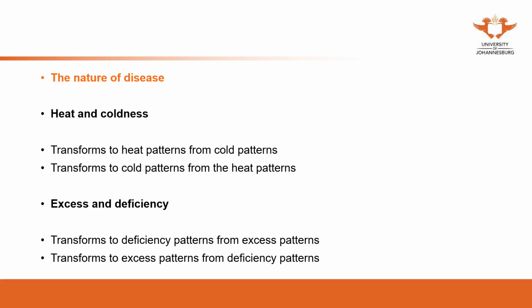The excess and deficiency patterns also can change from deficiency patterns to excess patterns. It also can change from excess patterns to deficiency patterns. For example, in deficiency patterns, the patients have spleen deficiency, so they have a poor appetite, and also the patient will have loose stool or water retention or dampness that's due to the dysfunction of the spleen. But this dysfunction will cause pathological products such as dampness and phlegm.